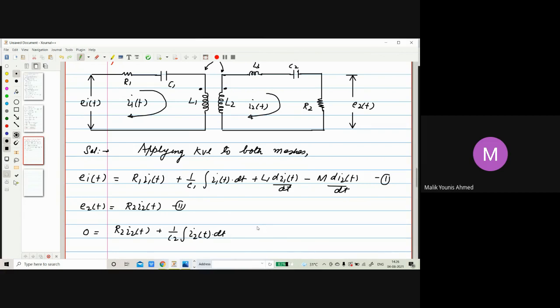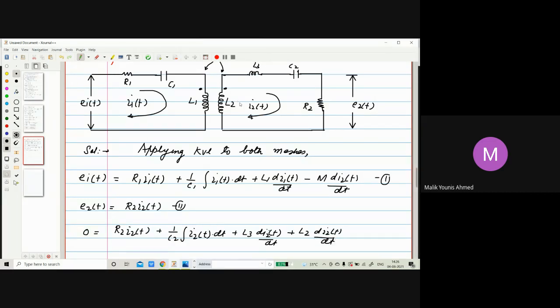Then we'll move to the inductor. Inductor, it will be the same. L3 d, what's the current flowing through? d I2 of t by dt. Inductor L2 will also be the same. L3, L2, sorry, d I2 of t by dt.